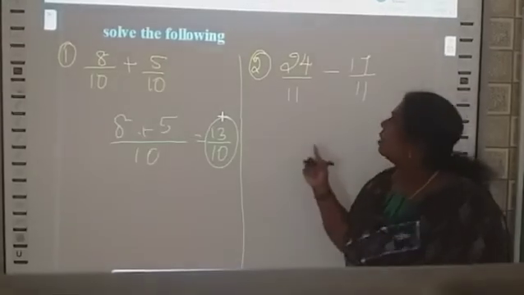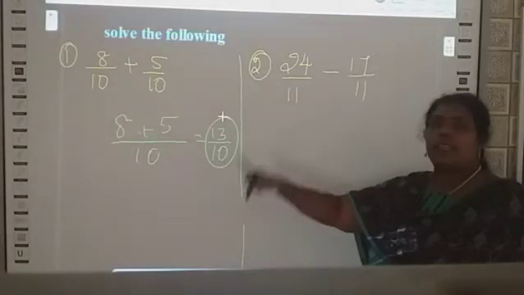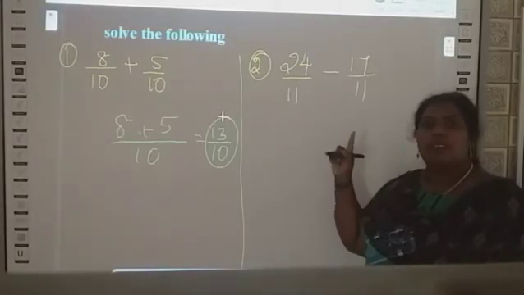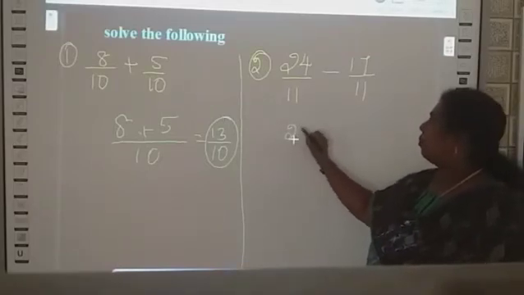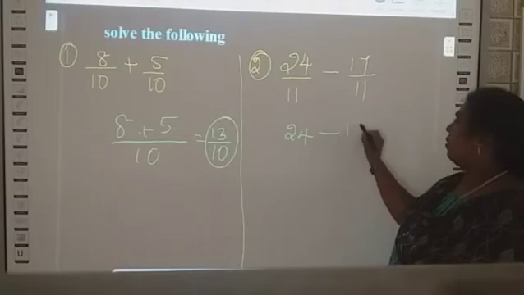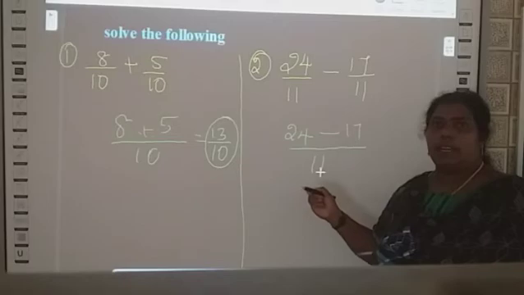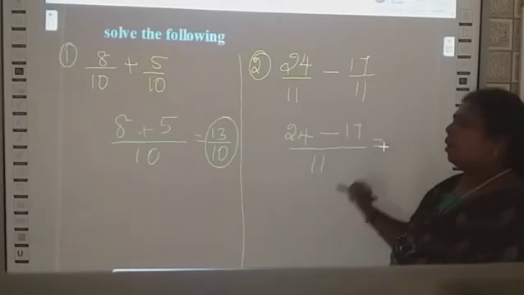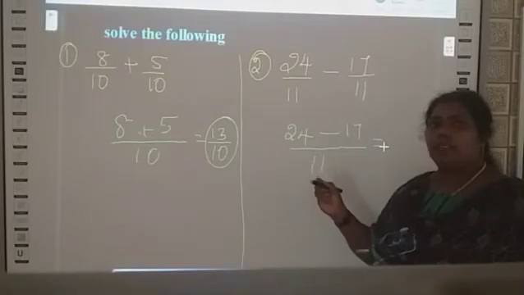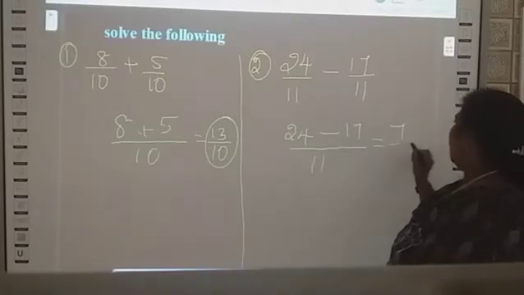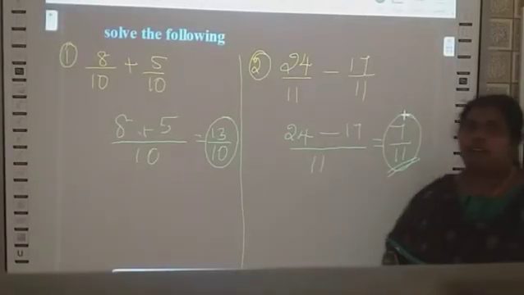Yes. Next question, 24, subtraction. Addition means you have to add the numerator values. Subtraction means you have to subtract the numerator values, right? Yes. 24 minus 17 divided by 11. 24 minus 17, how much will come? 7 only, right? 7 by 11. Here you are getting a proper fraction, right?